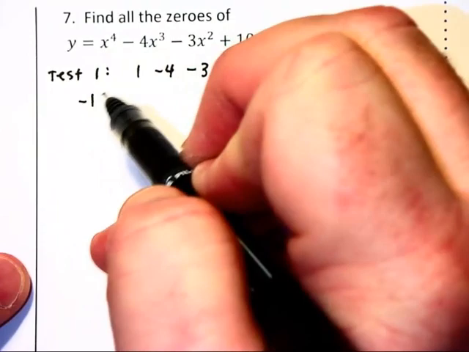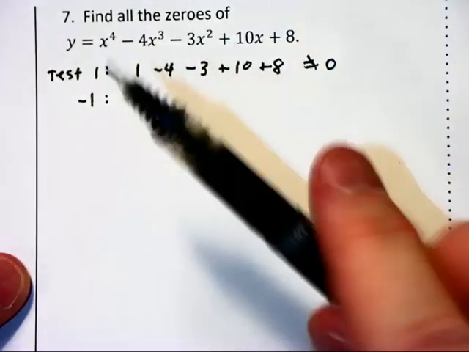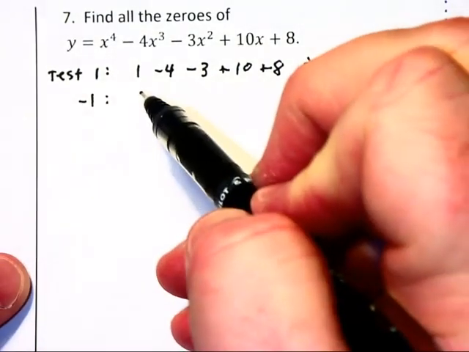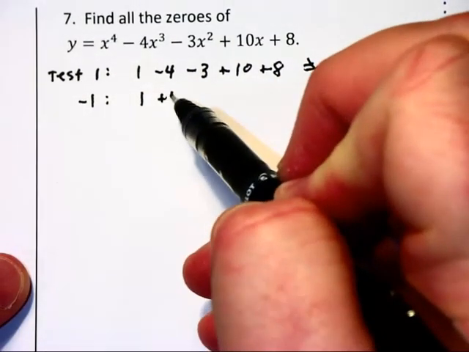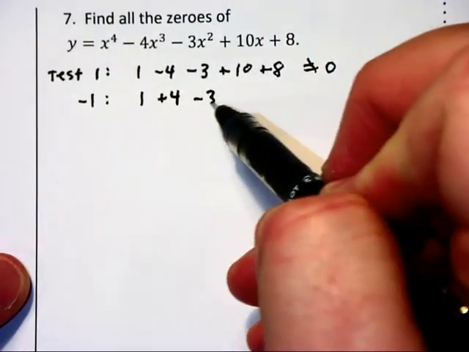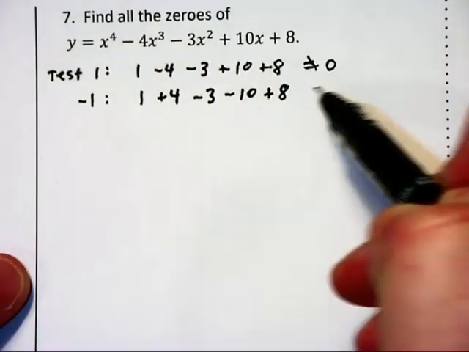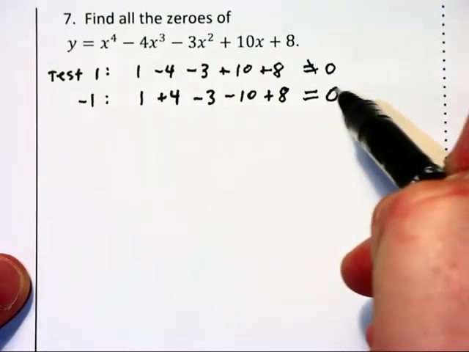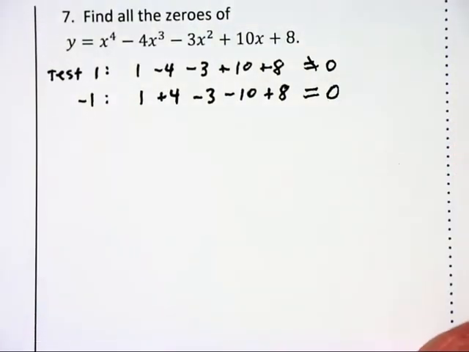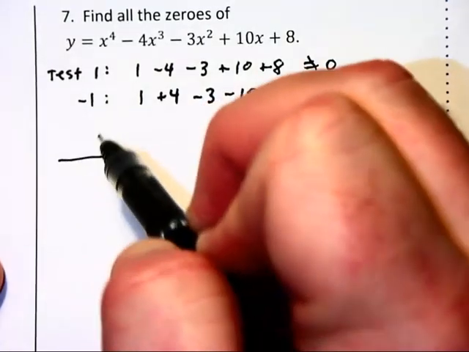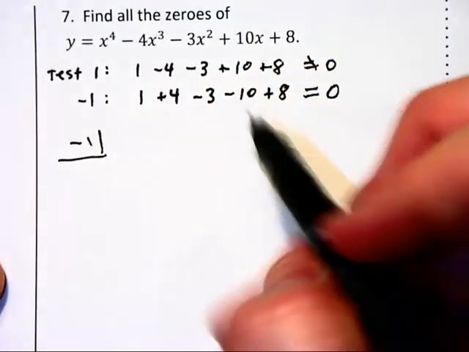Let's test negative 1. We change the sign of the coefficient on the odd degreed terms. So that becomes 1 plus 4 back to minus 3 minus the 10 and plus the 8, and those do add up to 0. And that tells us that negative 1 is a 0, and we can use synthetic division with negative 1 up there in the corner.